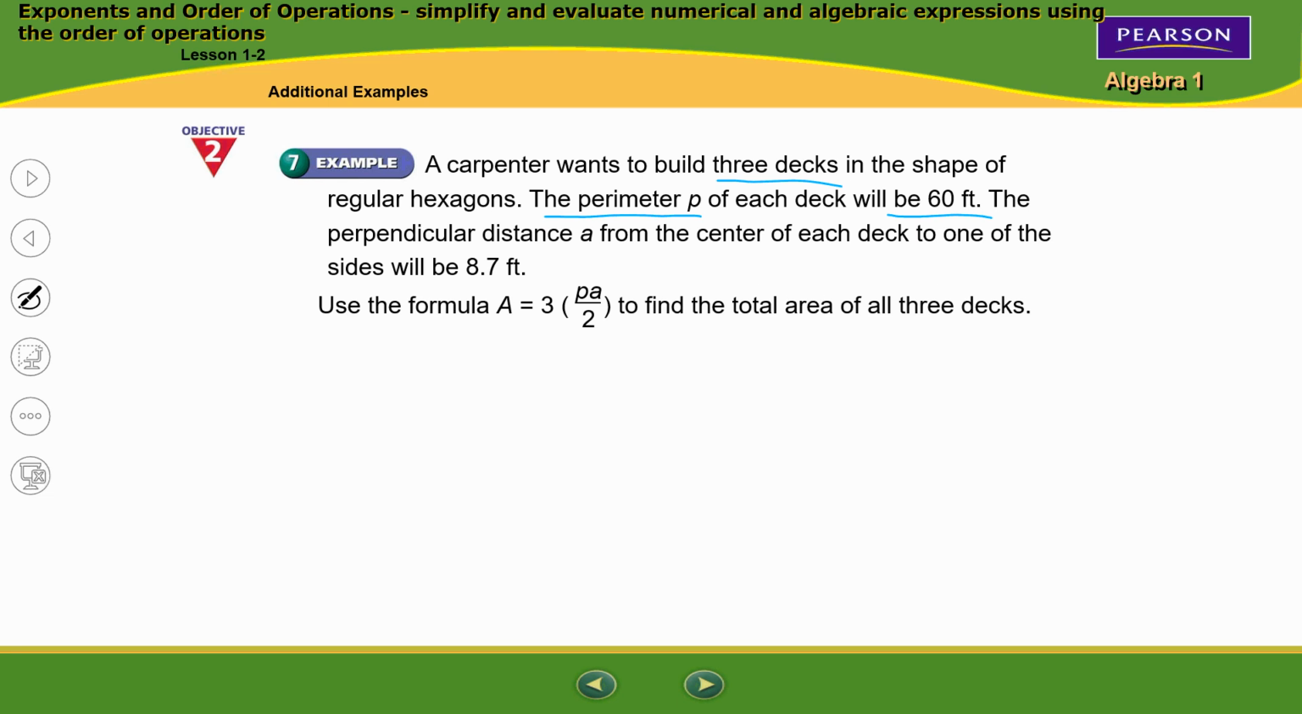Never mind. So we're going to use this formula. All right, so easier than I thought it was going to be. It says use the formula A equals 3 times (PA over 2) to find the total area of all 3 decks. All right, so this is a basic plug and chug. A equals 3 P times A up top. They give us P. P is 60. P perimeter 60. A, do they give us A? I believe they do. The distance A from the center of each deck to one of the sides will be 8.7. So we got to make sure we read this correctly.